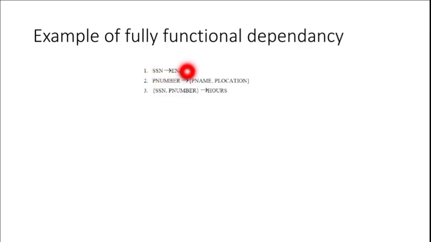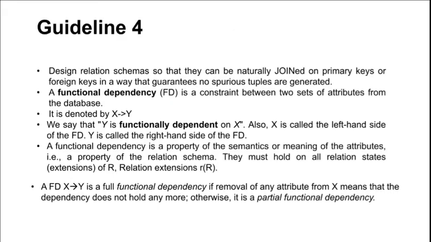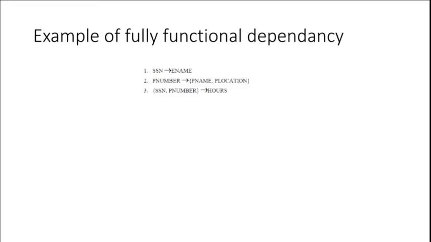What is the meaning? If SSN is removed, you can't identify the name, because SSN is the primary key. Getting, guys? If you remove the SSN, you can't identify the E name. That is, if you remove X, Y can't be identified. That is functional dependency. E name is functionally dependent on SSN. It is fully functional dependency.